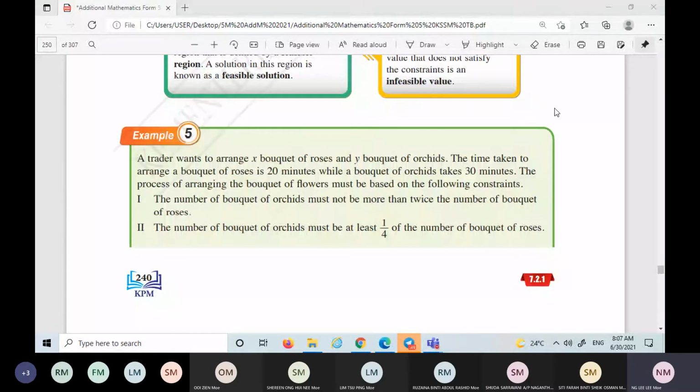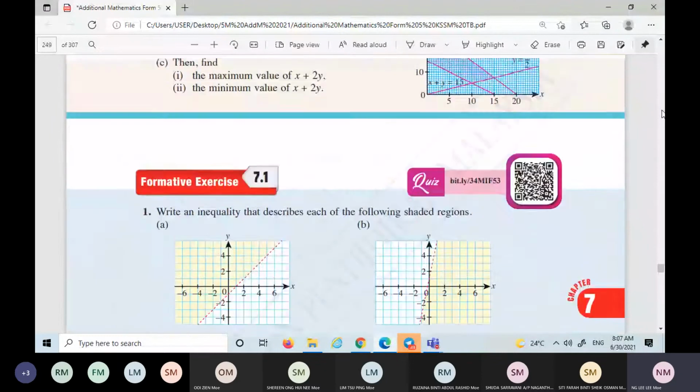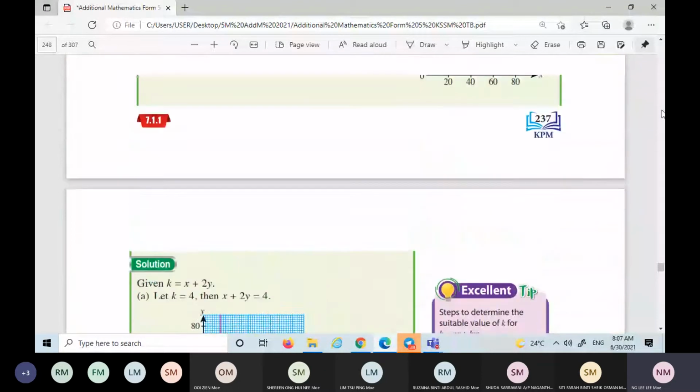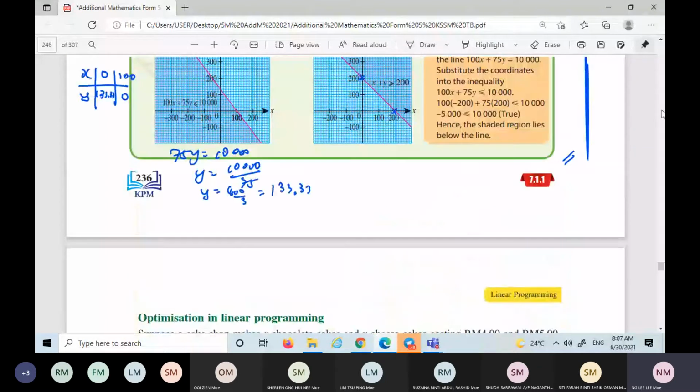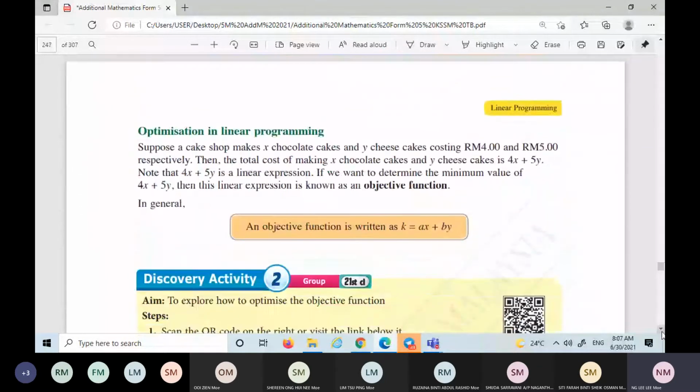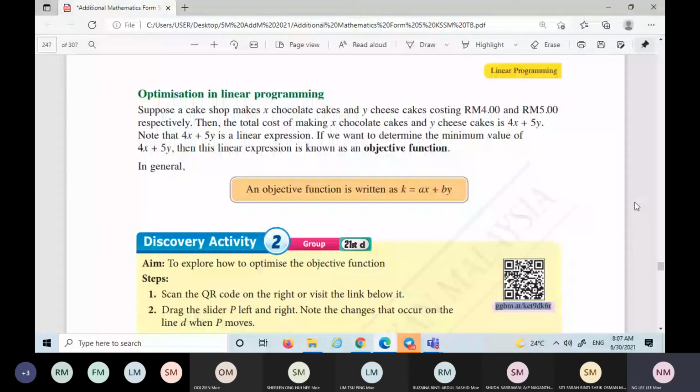Okay, can you see the textbook? Siranya, can you see the textbook? Siti Farah, can you see the textbook? Can, sir. Okay. So we'll start with the lesson.